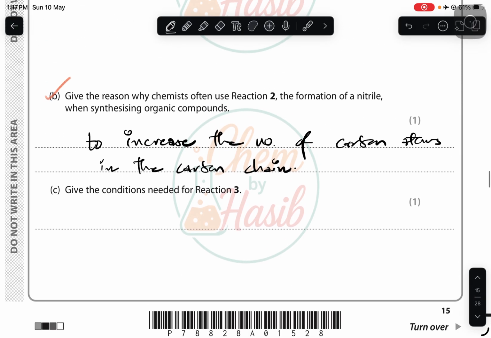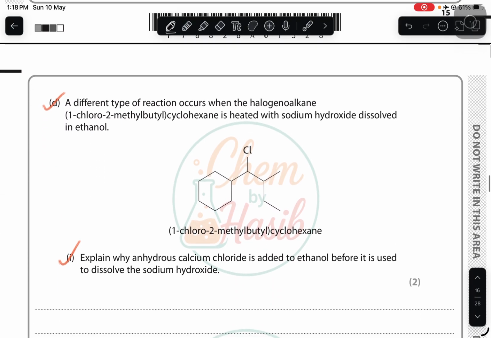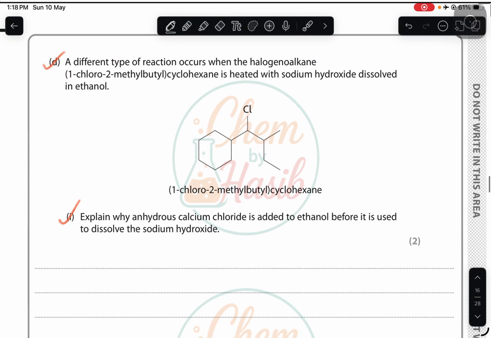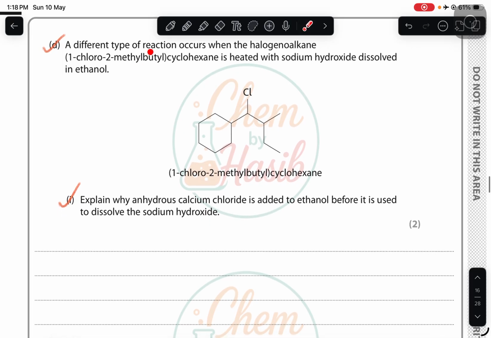Then we move on to question number D. It says, why anhydrous calcium chloride is added to ethanol before it is used to dissolve sodium hydroxide? It says a different type of reaction occurs when the halogen alkane, this chloroalkane, is heated with sodium hydroxide dissolved in ethanol. So you get elimination. It becomes elimination. You get an alkene. 1-chloro-2-methyl cyclohexane is heated with sodium hydroxide dissolved in ethanol. So this will cause an elimination reaction.